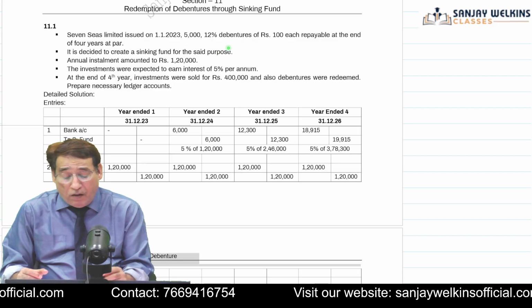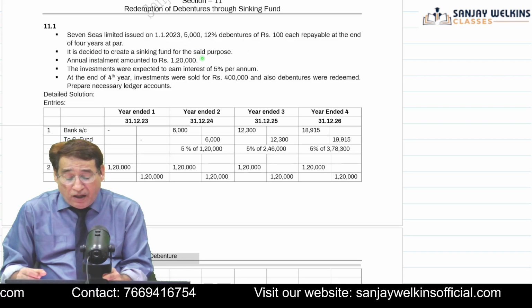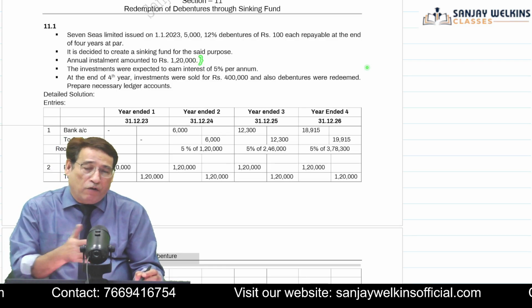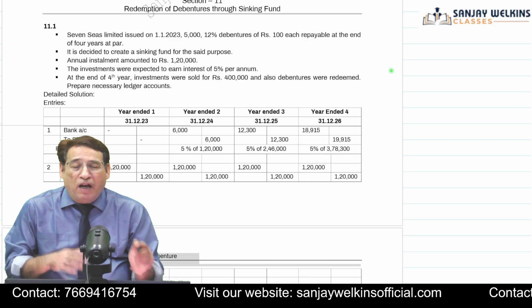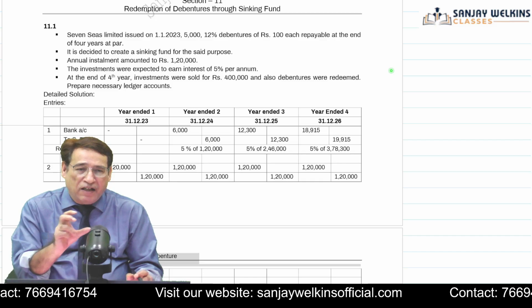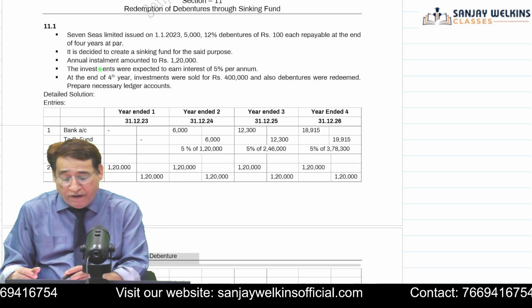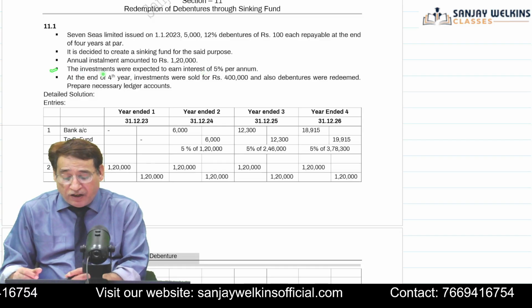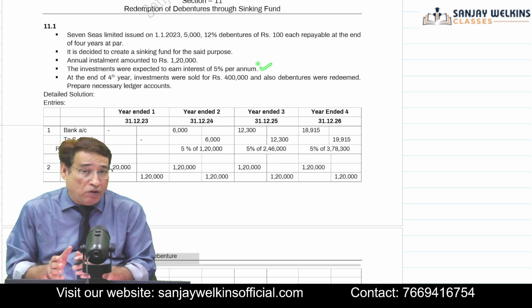Correct? Also, it is clearly mentioned that it is decided to create a sinking fund. Annual installment 1,20,000. Now 1,20,000 is the same figure I was talking about earlier. Every year directors set aside a part of the profit. This set aside figure is known as annual installment or annual appropriation. Further, the investments were expected to earn interest at 5% per annum. I hope you got this point.